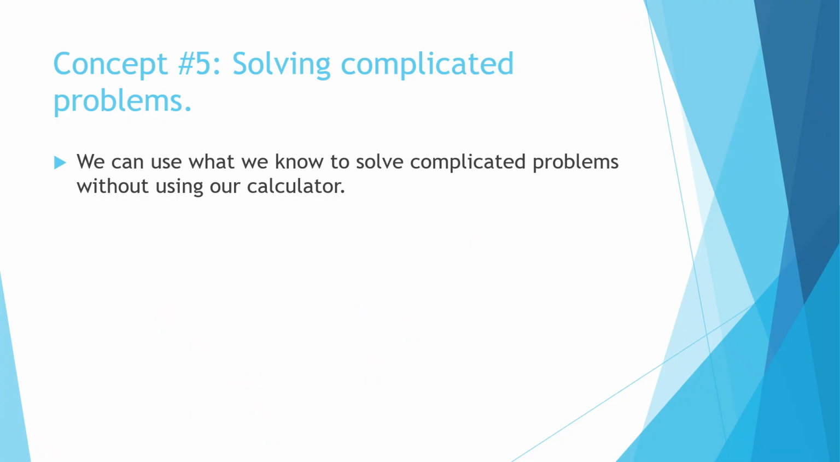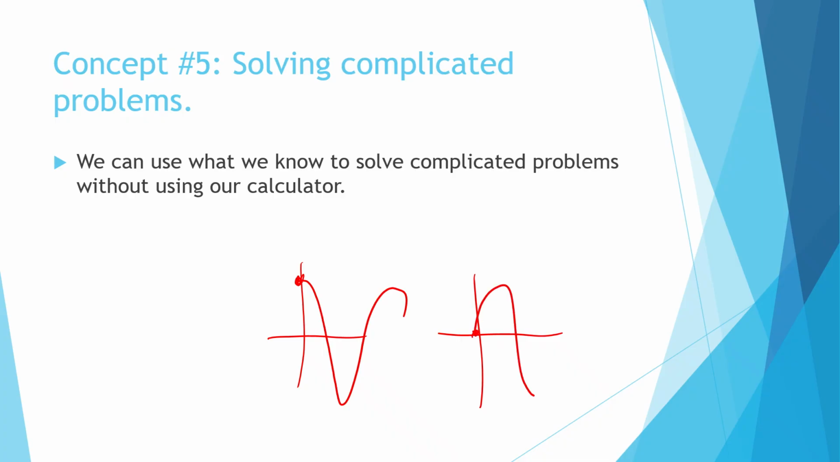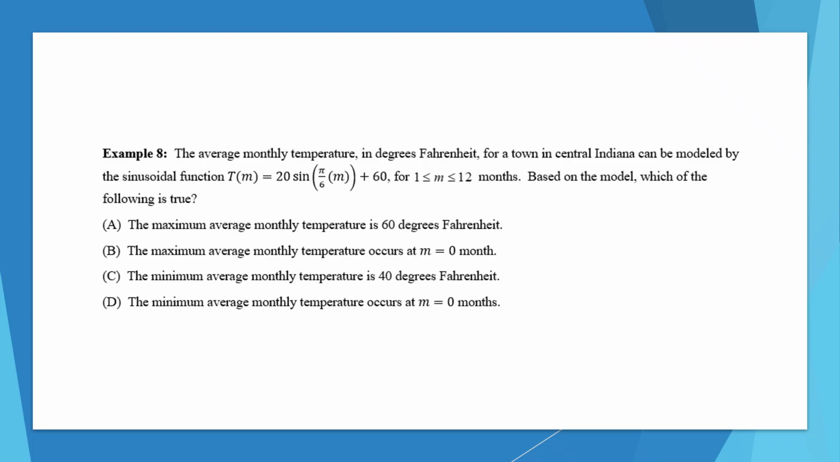All right, concept number 5, solving complicated problems. We can use what we know without even using Desmos to solve complicated problems that we may not have been able to otherwise, just by looking at general trends on where does cosine start, which is at the minimum going down, where does sine start at the maximum going up, and so on and so forth. All right, so let's try example 8.